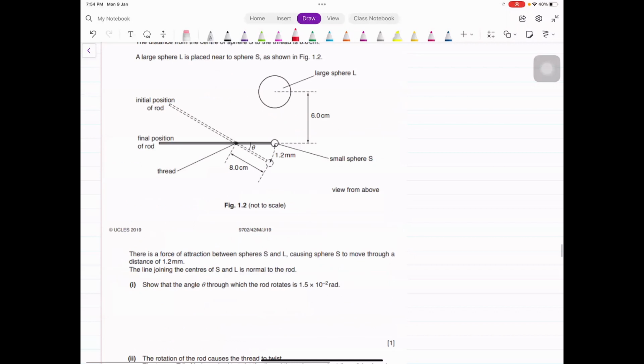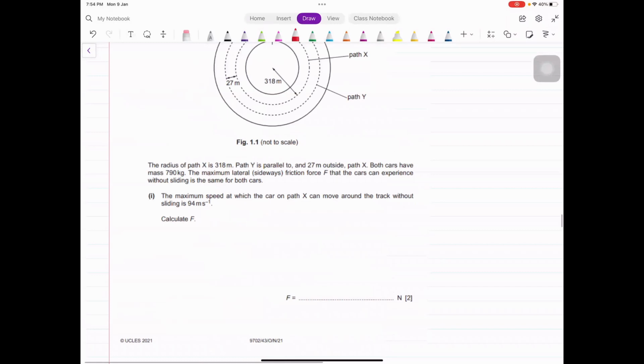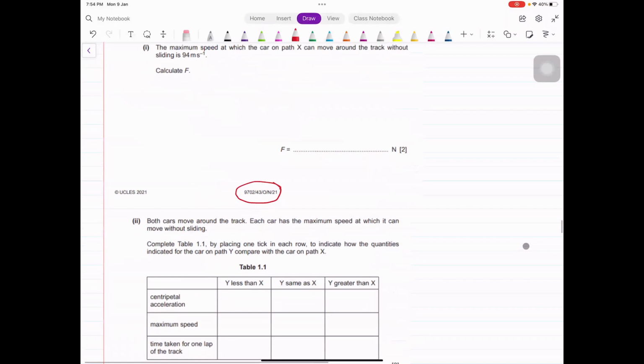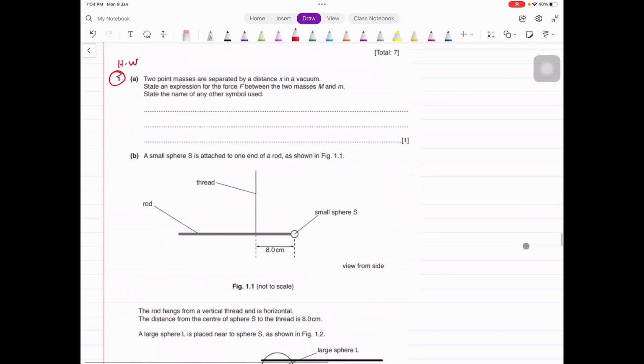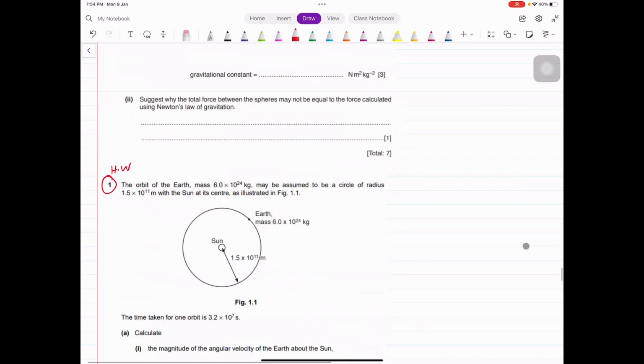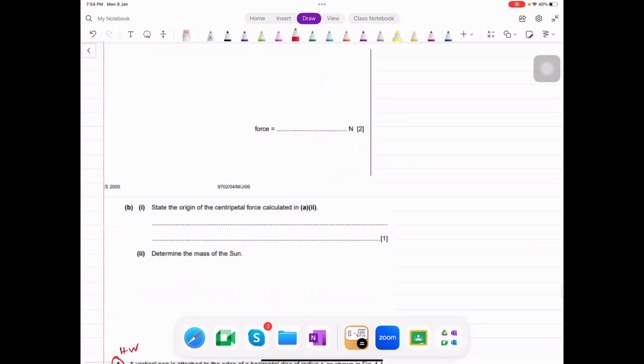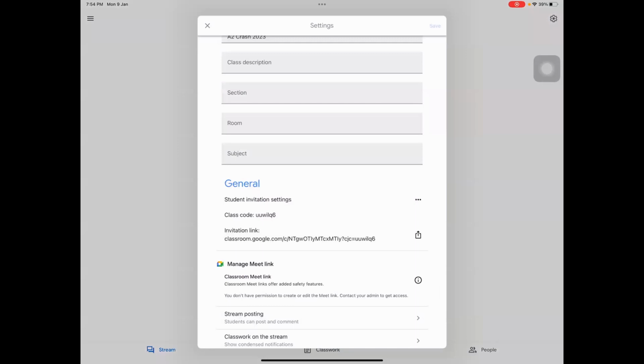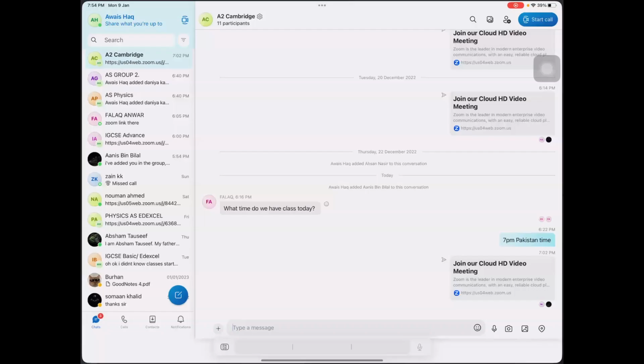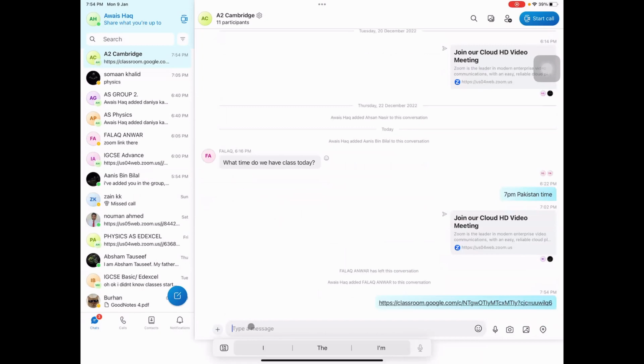You can note down this one. Question one from this one. I didn't write it, sorry, you have to do it. Now, when you open the worksheet, those who have not joined the Google Classroom should join now. Should I just send it again? Wait, I'll send it to you on Skype as well. So this is the link to the Google Classroom.